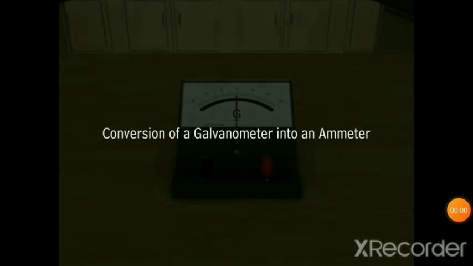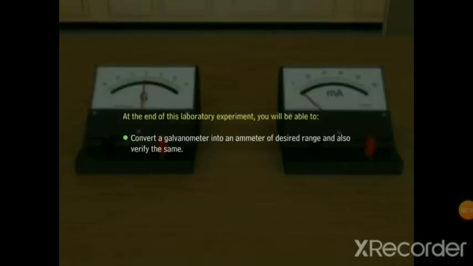Conversion of a galvanometer into an ammeter. At the end of this experiment, you will be able to convert a galvanometer into an ammeter of desired range and also verify the same.